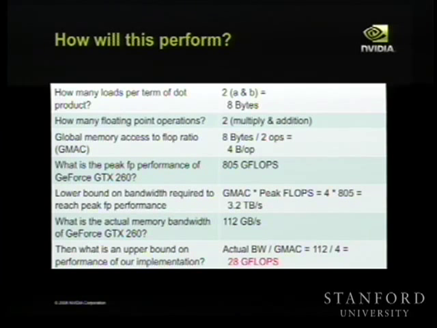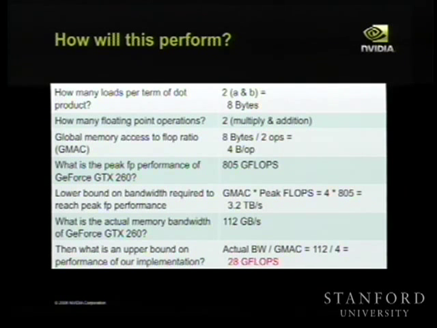We're just going to take those 8 bytes that we load per term and divide it by those 2 operations, and that gives us per floating point operation we need to load in 4 bytes. So now we know the basic bandwidth constraints of our kernel, and we can ask ourselves, well, say we're working on the GTX 260 that are in the PUPS cluster. What's the peak floating point performance that is reported for these cards? And it turns out it's around 800 gigaflops.